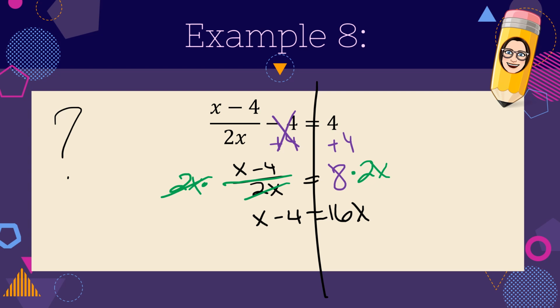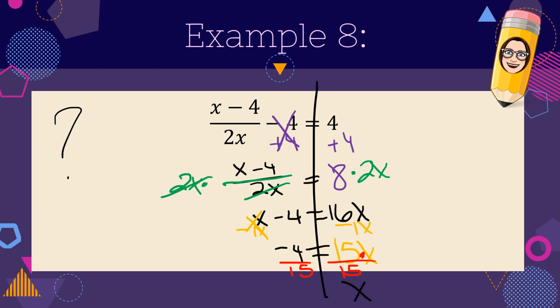Would you rather subtract 16x or subtract 1x? For sure, subtract 1x, right? Let's do it. Subtract 1x, subtract 1x. That gets me a negative 4 and a 15x. And my typical last step, divide. Instead of times 15, divide 15.